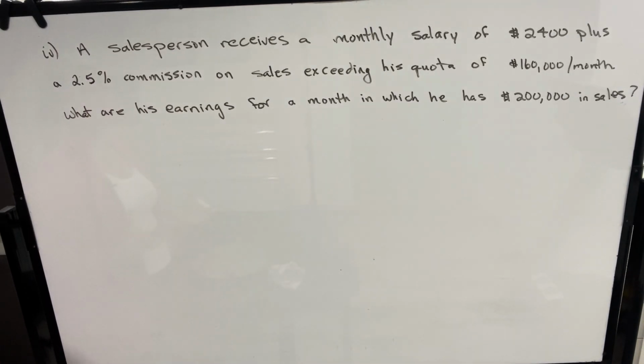Often with commission, people are paid salary plus commission. So let's take a look at this next example. A salesperson receives a monthly salary of $2,400 plus a 2.5% commission on sales exceeding his quota of $160,000 per month. What are his earnings for a month in which he has $200,000 in sales?